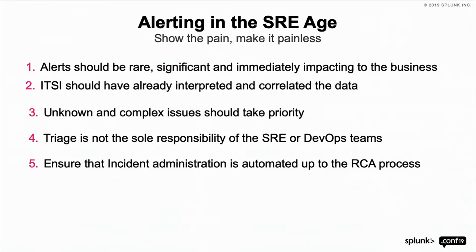And then lastly, ensure that incident administration is automated up to the RCA process. As much as is possible, you should never have somebody looking at a ServiceNow, Jira, Confluence, and making edits to it or posting updates to an outage. You should automate that.